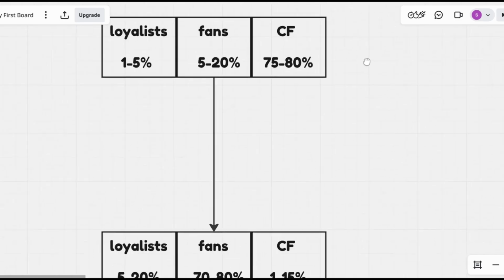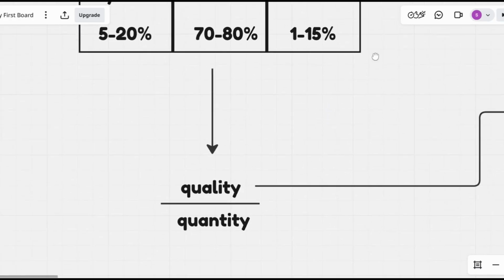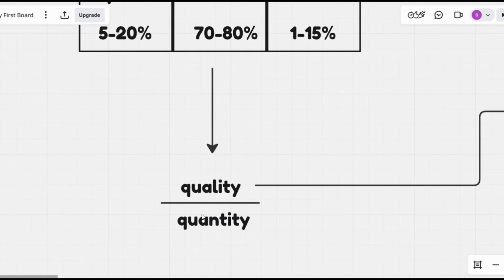Now I'll show you the desired ratios. Your loyalists should make up about 5 to 20% of the community. Your fans should make up 70 to 80%, and your cold followers can make up around 1 to 15%. This means that you have to choose quality over quantity. And I will tell you how to do that right now.